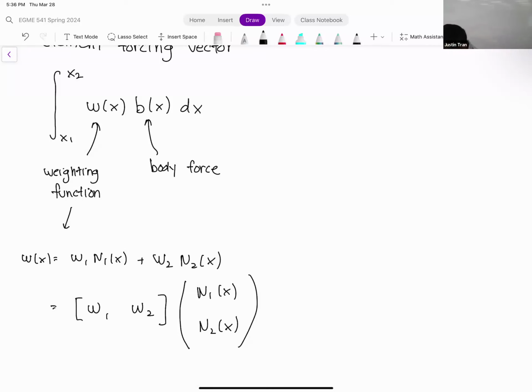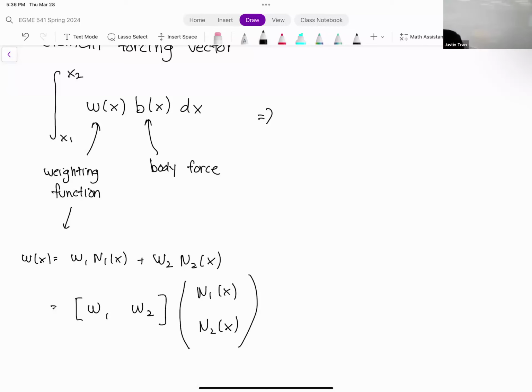Okay, so let's go ahead and plug that in. And what you'll see is that there's not much we can do beyond this because we don't know what b of x is at this point, or we're leaving it general to b of x. The one thing I will do though is that because w1, w2 are constants, I'm going to factor those out of the integral.